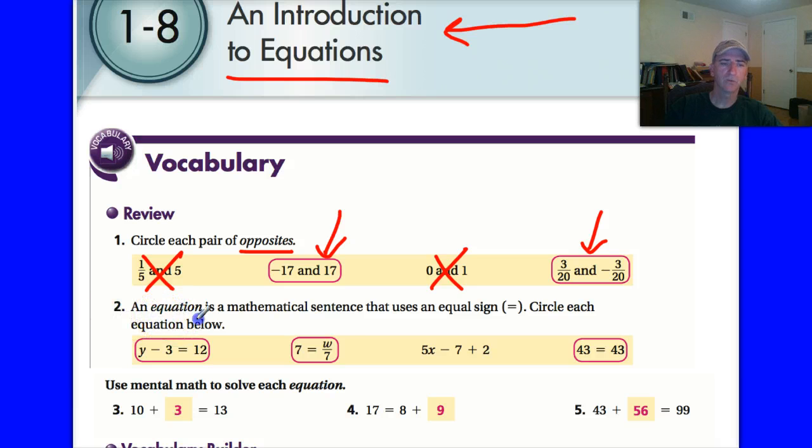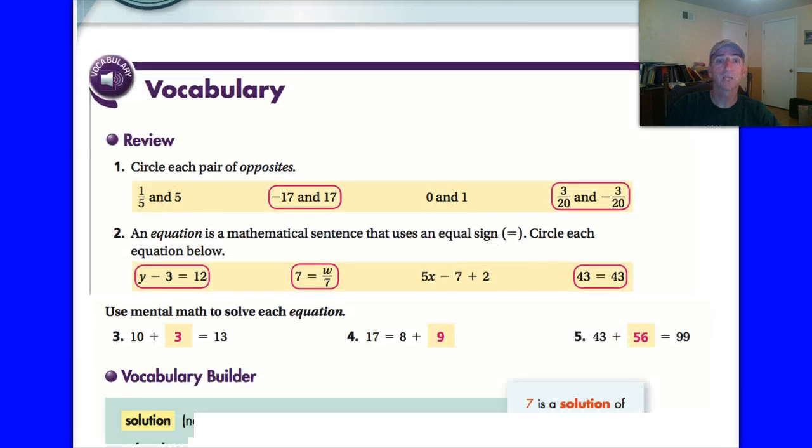Number 2 says an equation. This is important here that you know that the word equation actually means that there is an equal sign there. Okay, the two sides or two things are equal. Two sides of an equation are equal. So that's why we circled these three. But we did not circle this one because you know what that's called? That's an expression. And I will expect you to know the difference between those two. Equation on the end, yes. Yeah, it's just 43 equals 43, but guess what? It has an equal sign.